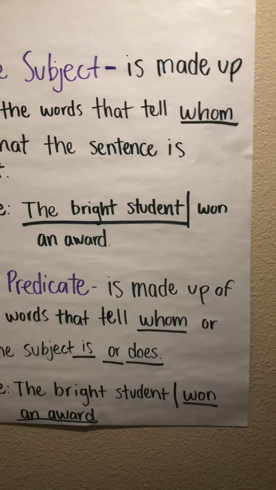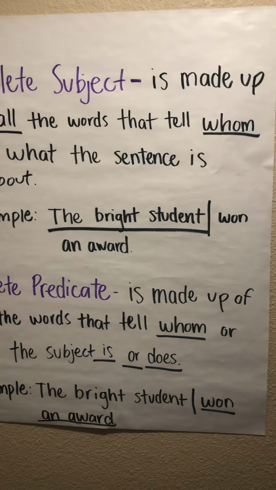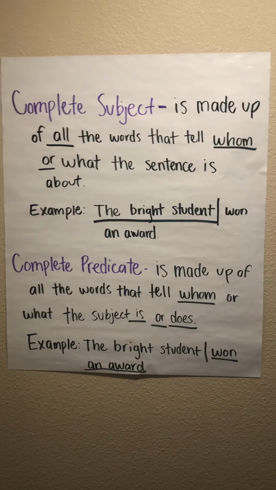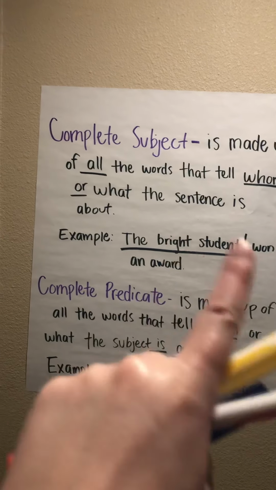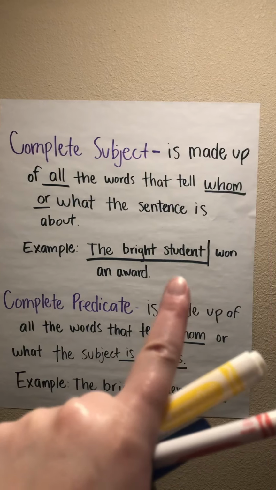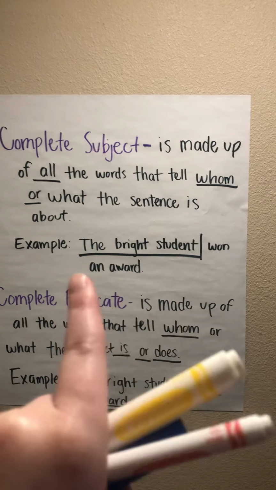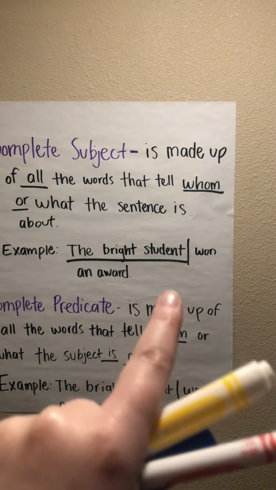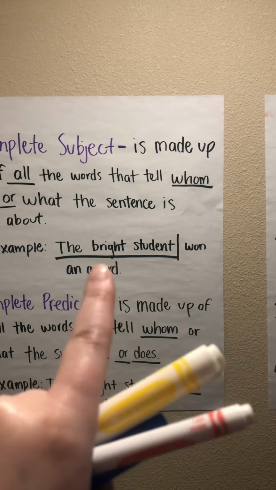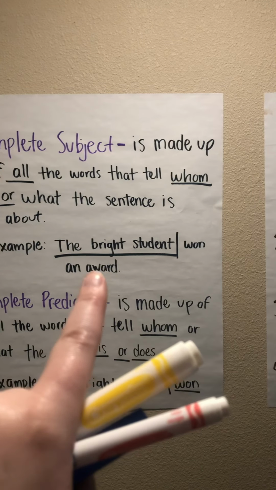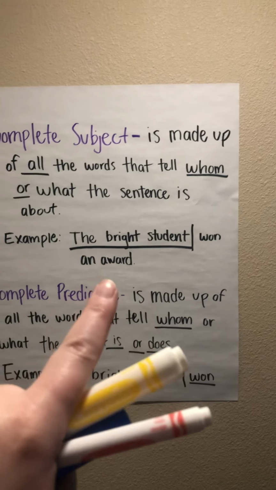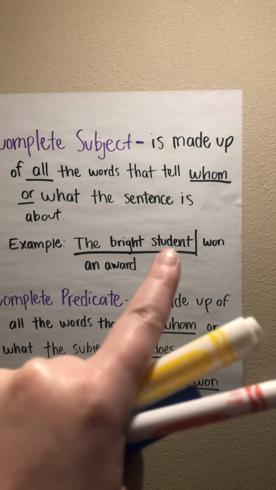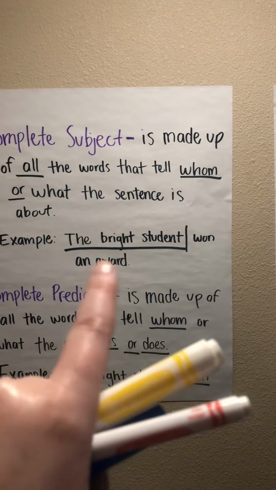Okay, so the first thing that's very important when you have a sentence and you are trying to identify your complete subject and your complete predicate is to look at the sentence right here, and we need to first look for our noun. Okay, the bright student won an award. Our noun is student and then also award. You're going to notice we have two nouns, but we're looking for the first noun that we see, which is student. And then you are going to look for your verb.